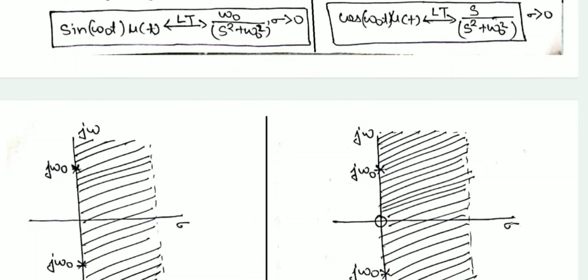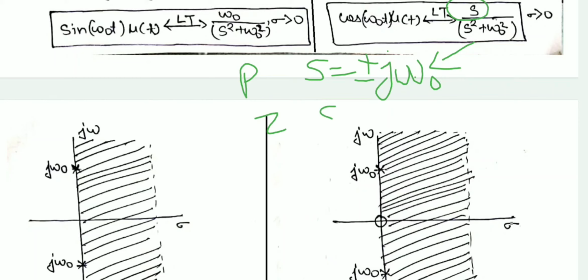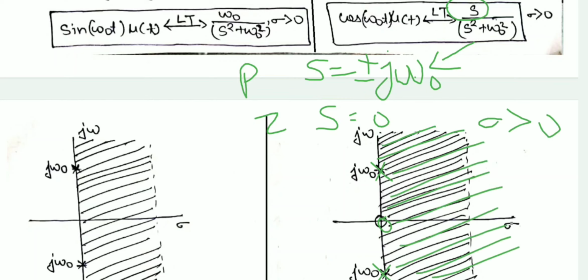Same for cos omega t u(t): there are two poles and one zero. The poles come from the denominator, at s equal to plus minus j omega naught, and the zero is at s equal to 0. When we plot it, the zero is plotted with a circle and the two poles are plotted as crosses, and the ROC is greater than 0, therefore the ROC is plotted to the right of sigma equal to 0.